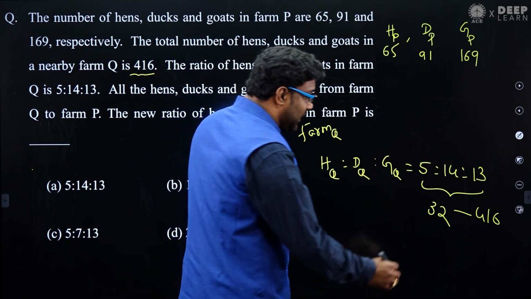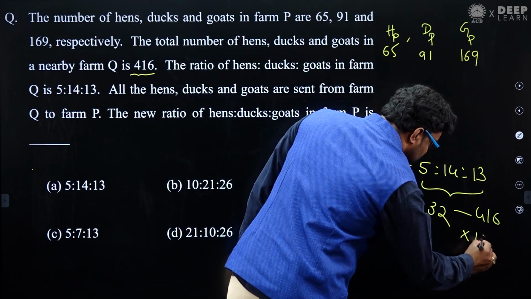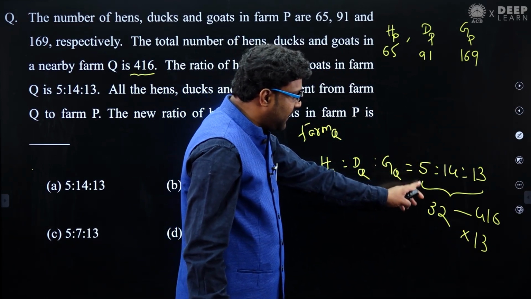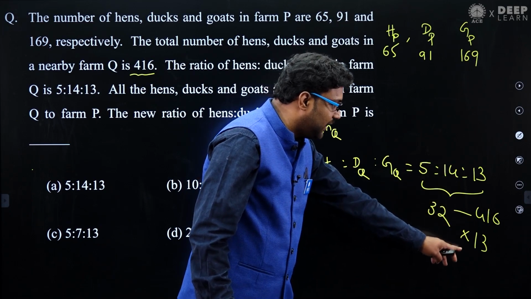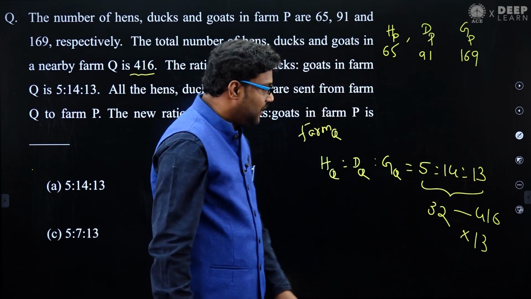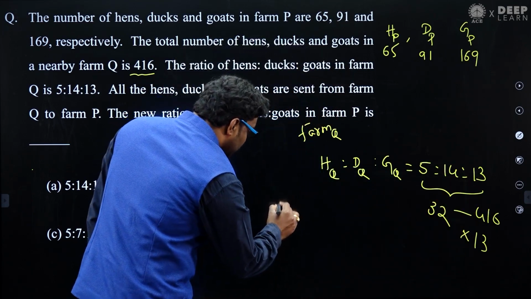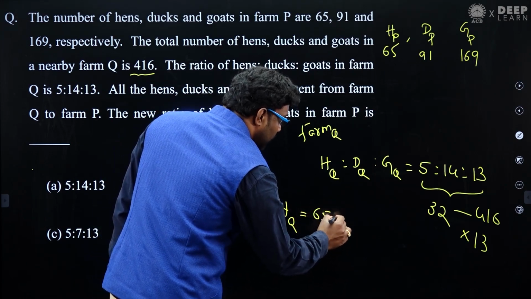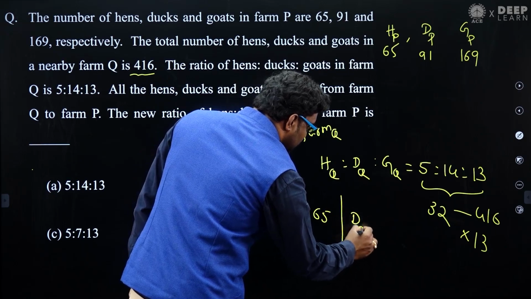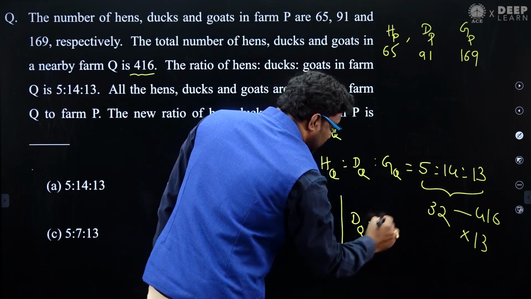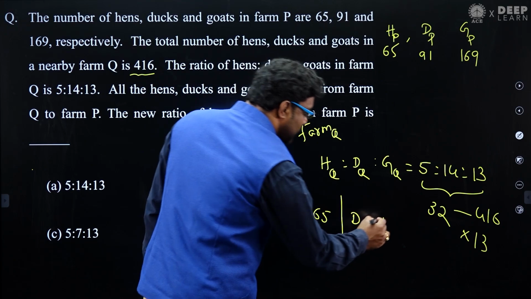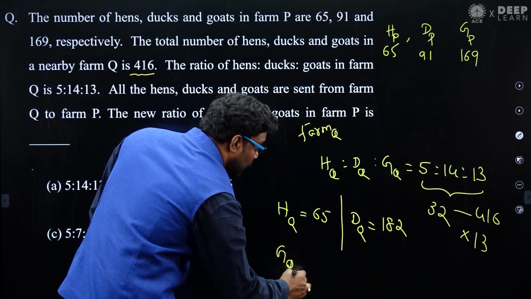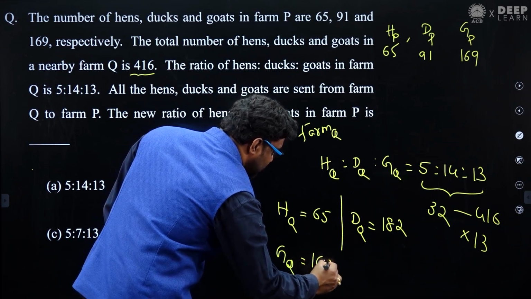So this is into 13 actually. So multiply everything with 13. This is 5 into 13, 14 into 13, 13 into 13. Now how many hens in form Q is 65? How many ducks in form Q is 14 into 13? 169 plus 13 will get 182. How many goats in form Q is 13 into 13, 169.